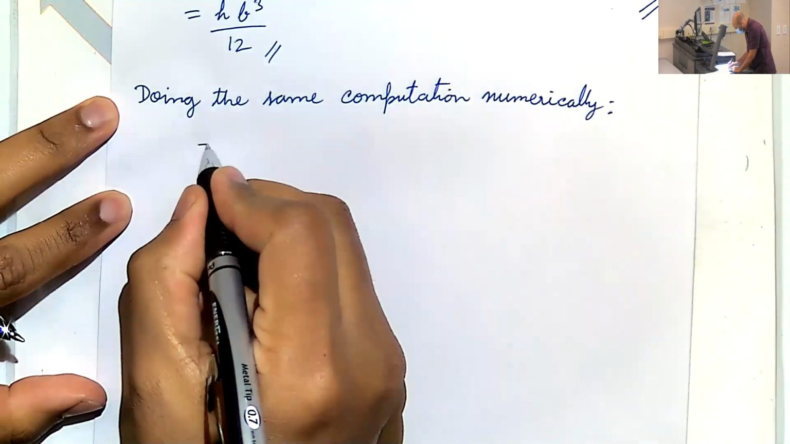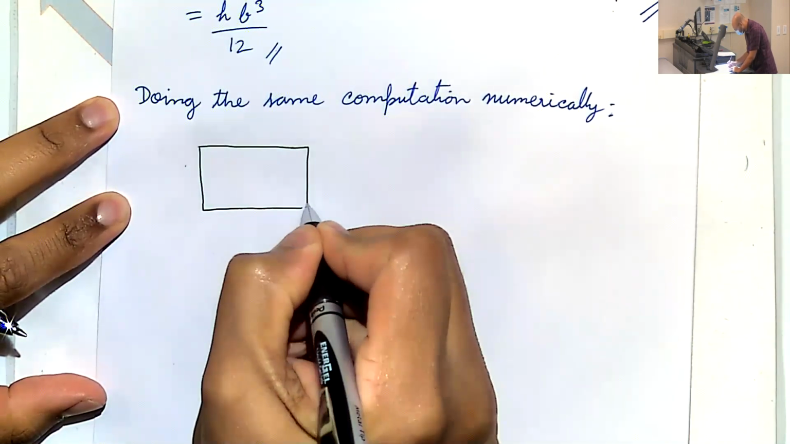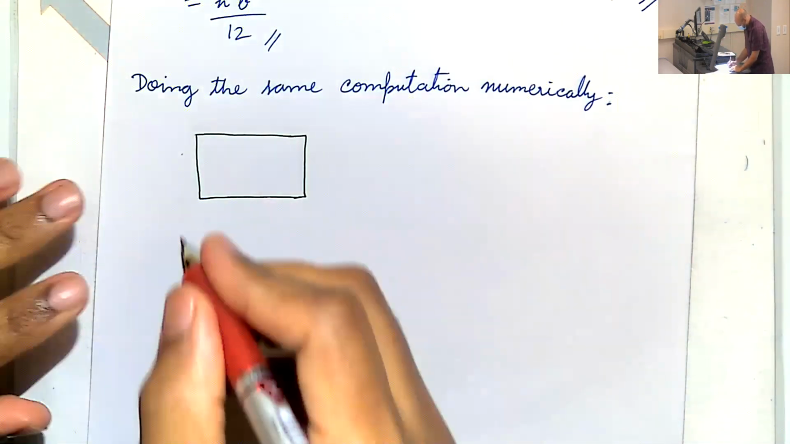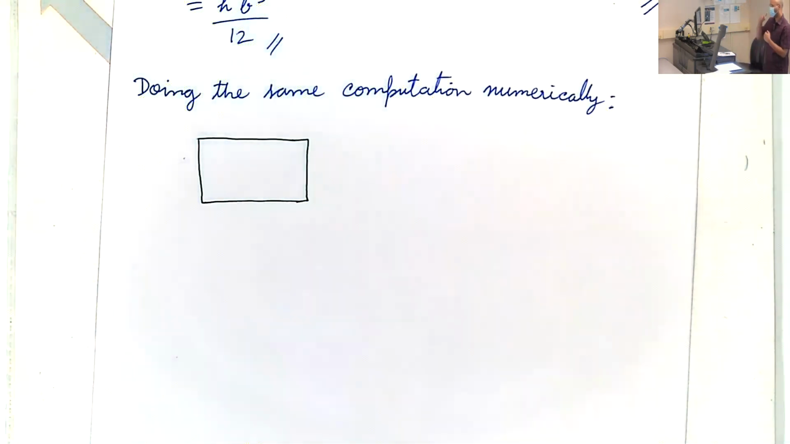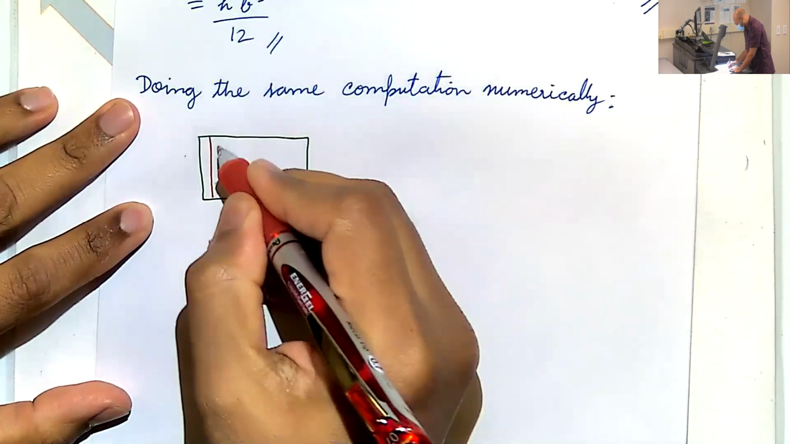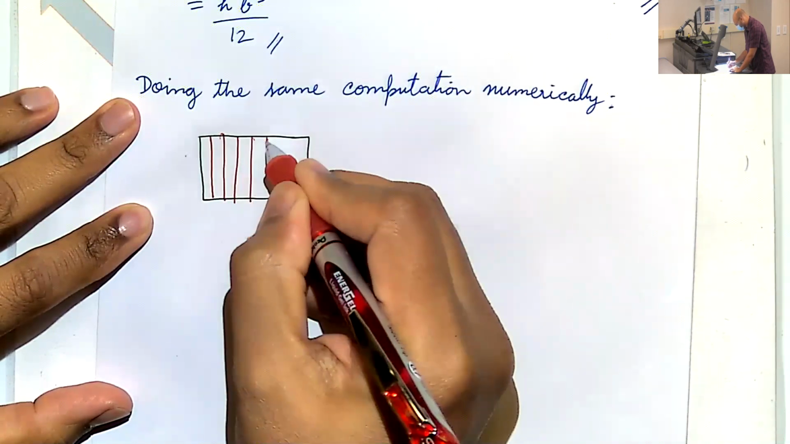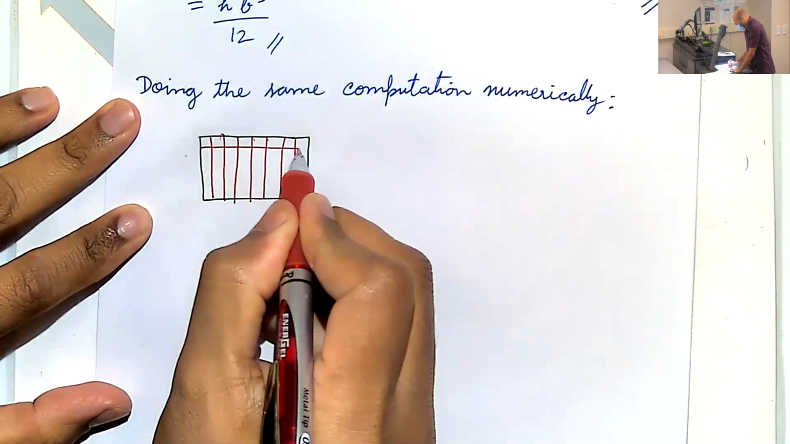So if you have the same nice rectangle, to do integration numerically, remember what we do for one-dimensional curves. We slice it up into sub-intervals. We do the same thing, but in 2 dimensions. We slice this object up into sub-intervals vertically as well as horizontally.